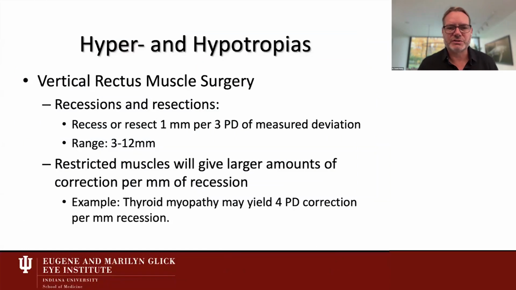For vertical deviations, guidelines are a little more straightforward. In general, resecting or recessing 1 millimeter per 3 prism diopters is about what we typically do. Just keep in mind that restrictive cases like thyroid, you'll tend to get a higher change per unit of recession. So you might get more of a 4 diopter correction per millimeter.